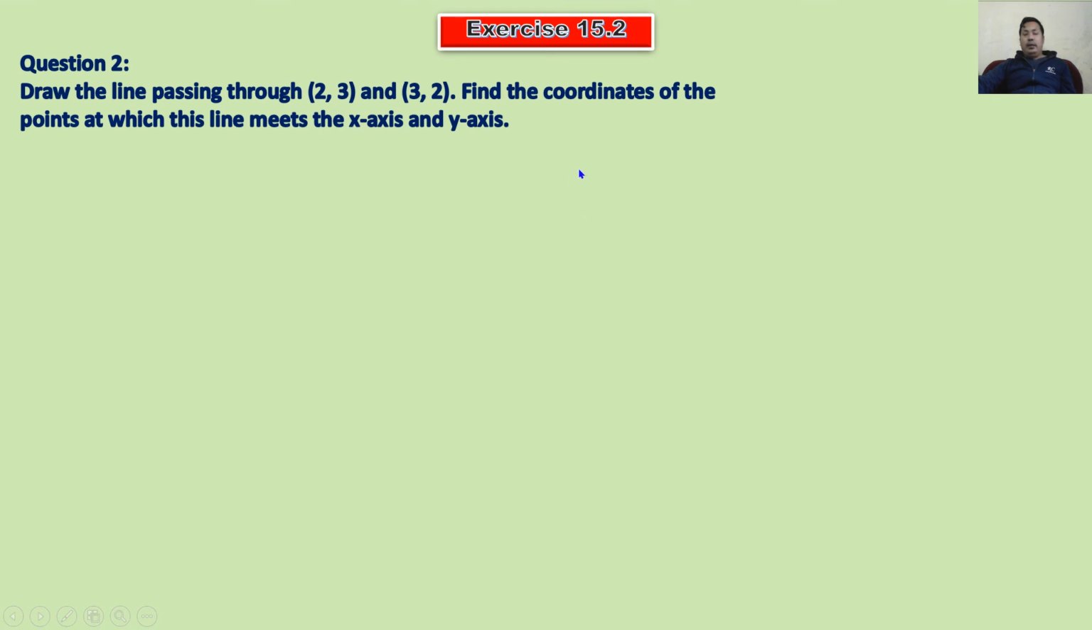After drawing the axes, you have to find these two points in the coordinates. Then draw a line passing through these two points, and that line will meet one at the x-axis and one at the y-axis. Then you have to find the coordinates of these meeting points. Okay, clear? So let us see. You'll get two points here because the line will cut the y-axis as well as the x-axis, isn't it? Let us see how we can do that.